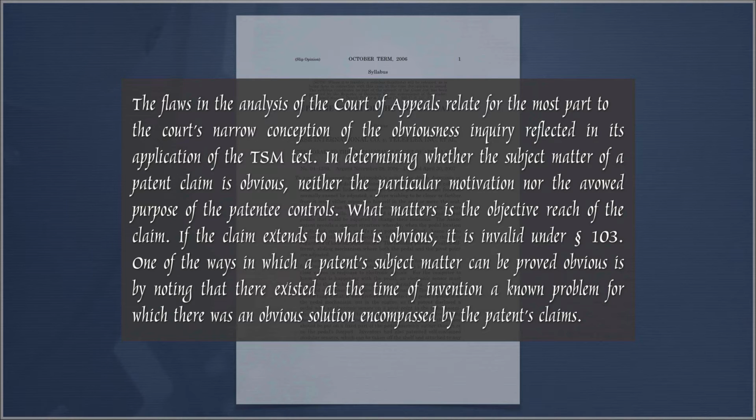What matters is the objective reach of the claim. Well, that's not particularly useful. Of course, what the claim covers matters. If the claim extends to what is obvious, it is invalid under Section 103. Again, a completely useless statement. One of the ways in which a patent's subject matter can be proved obvious is by noting that there existed at the time of invention a known problem for which there was an obvious solution encompassed by the patent's claims, right? And this is effectively as much as we get out of KSR in terms of what they believe the analytic approach to obviousness should be for combination patents, is if there's a known problem for which there was an obvious solution encompassed by the claims. Now, in my view, this is completely unhelpful, right?